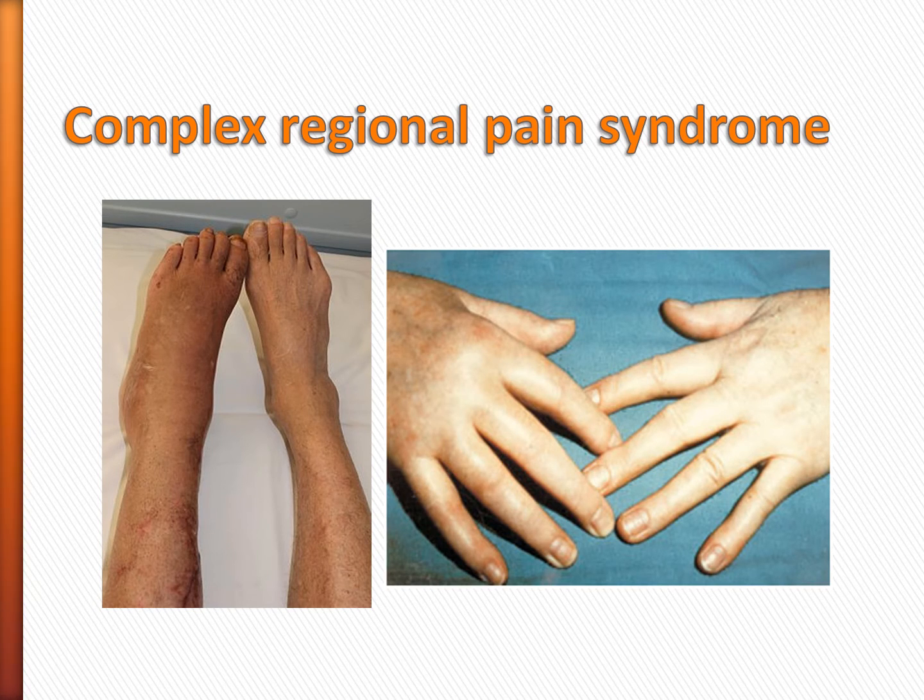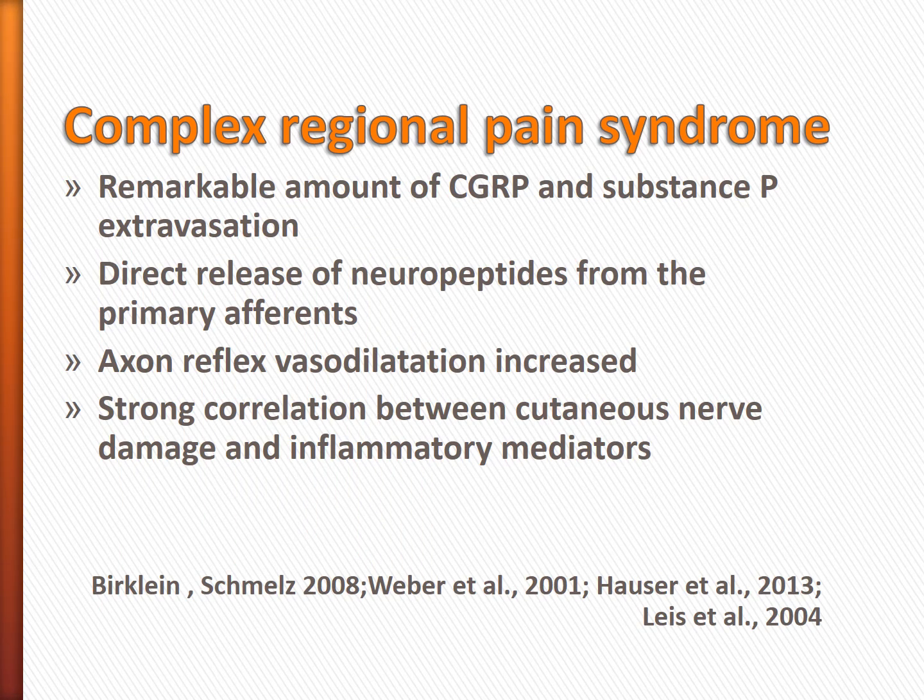Complex regional pain syndrome is a very complicated condition in the musculoskeletal setting because the patient has multiple joint inflammation that affects their daily activity a lot and is very irritating. Also, it is one of the consequences of neurogenic inflammation, because research has found that a high amount of CGRP and substance P are secreted from different parts of the cutaneous nerve.